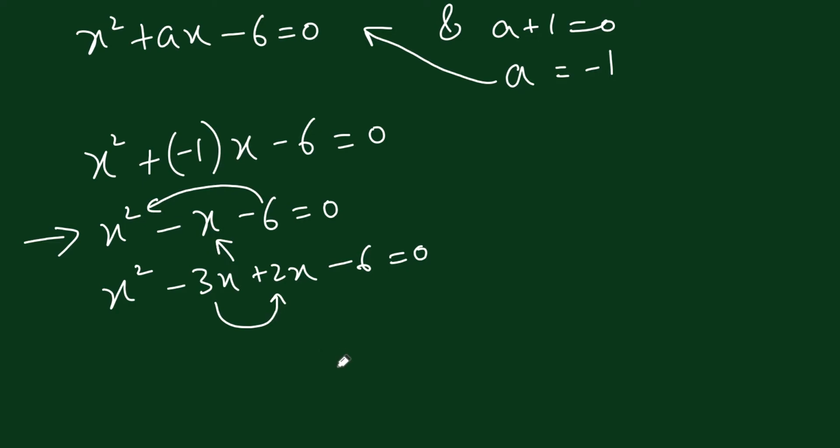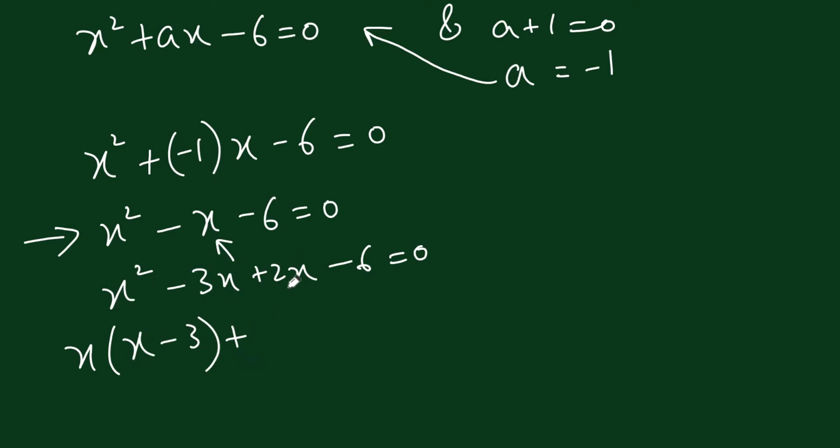Minus 6 into x square, we want minus 6x square. So on multiplication we are getting minus 6x square, on adding we are getting minus 1. So those are the two values in place of minus 1x. Then grouping the first two terms, you see x is common. What is remaining here? x. What is remaining here? Minus 3.